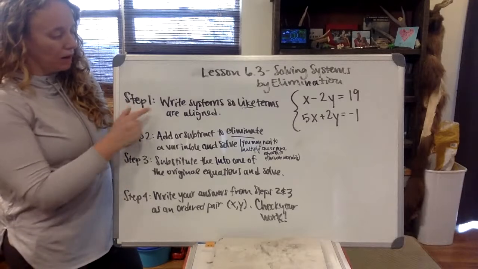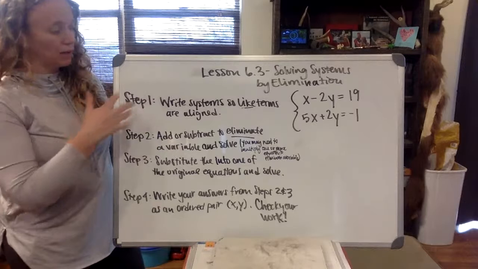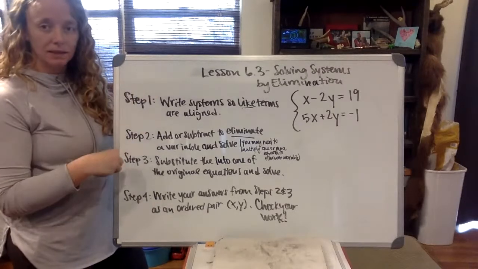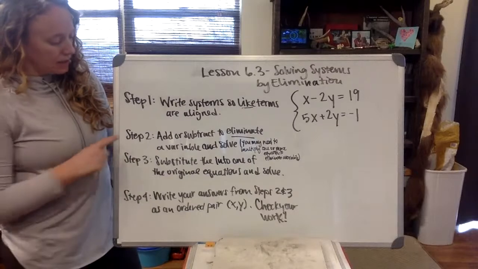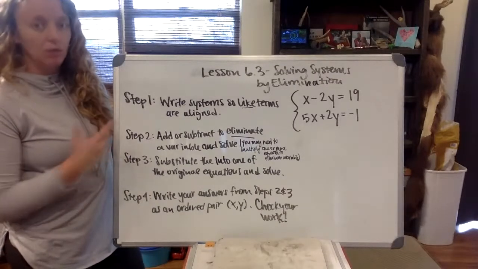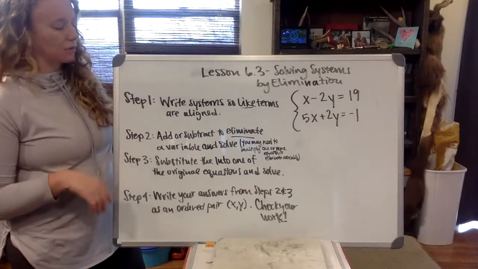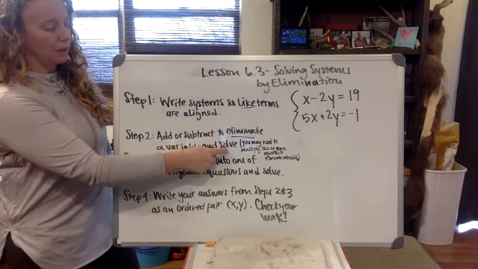So step 1, write the system of equations so the like terms are aligned. We understand what that means. Essentially, the x's need to be aligned, the y's need to be aligned, and the constants need to be aligned. Step 2, add or subtract to eliminate a variable. We played around with that in the taco truck problem, and in substitution as well. And then we're going to solve.